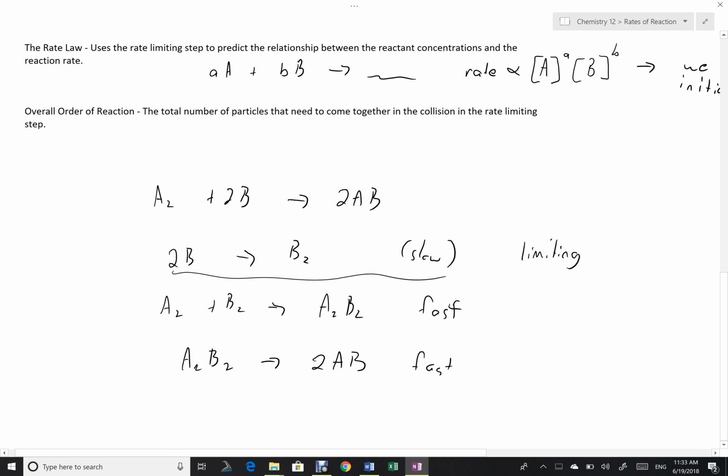And if I wanted to write my rate law for this, I would say that my rate is proportional to my reactant B. But since I have a coefficient of 2 here, I would expect it to be a second order relationship, or related to B squared.